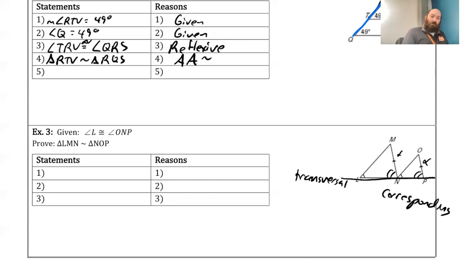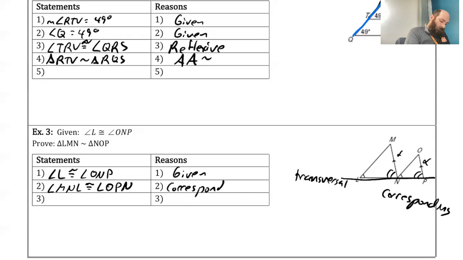And you know, I'm just going to go ahead and do this. All right, so it's given that angle L is congruent to angle OMP, and that's given. I also know that angle MNL is congruent to angle OPN because they're corresponding angles. Okay. That means I can now say that triangle LMN is similar to triangle NOP. And again, that's angle-angle similarity. Here's a pair of angles. Here's a second pair of angles.